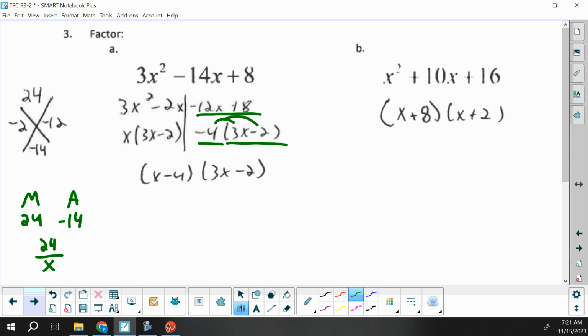And then the last one, because you have a 1 in front of the x squared, we can just do it as a multiplies and adds to. So you had 8 and 2, so x plus 8, x plus 2.